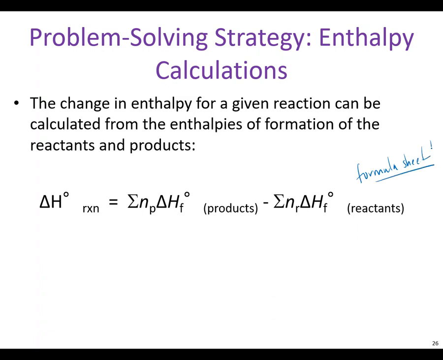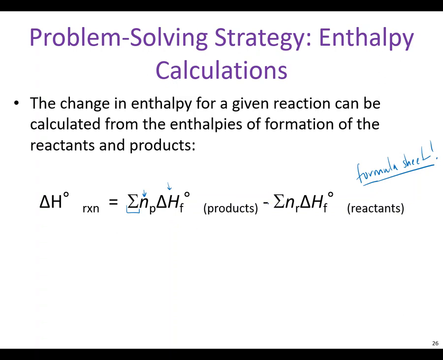You'll find this one on the formula sheet. Now, of course, this sigma means sum of the molar amounts from the balanced equation. You multiply it by the moles in the balanced equation times its delta H of formation. You do that for all of the products: you multiply each by its moles, and then you add them all up.